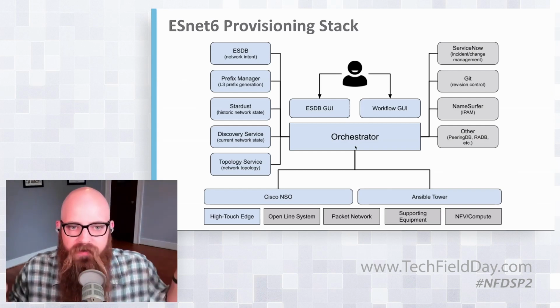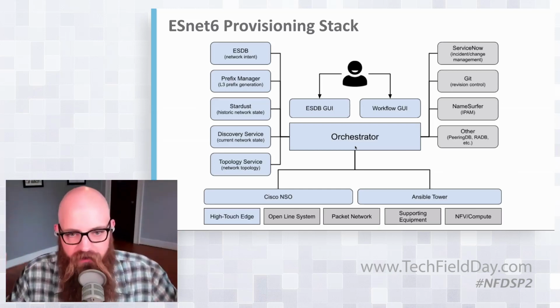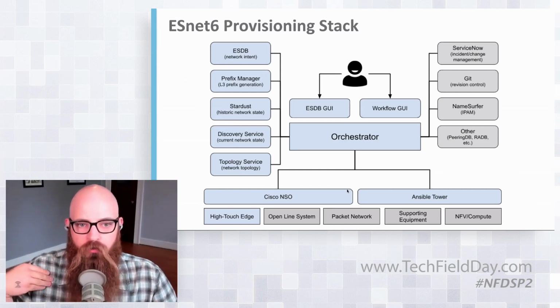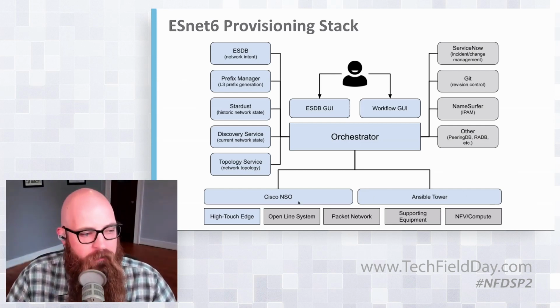And what the orchestrator does is it pulls from all those systems, combines things, throws it in the Vitamix blender, that is its service logic, and then spits out at the bottom actual provisioning data to our network mediation layer. So right here at the bottom, this is what we call our network mediation layer.